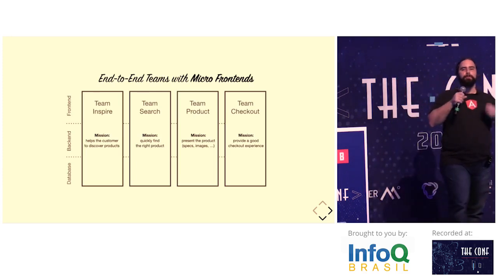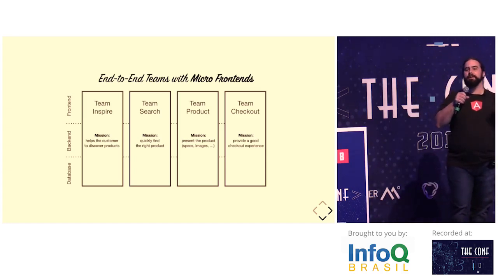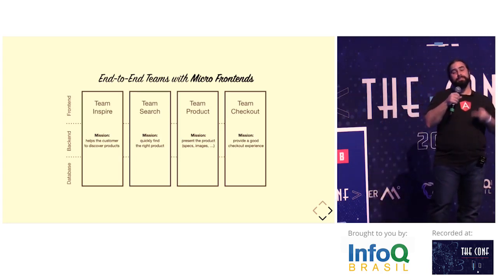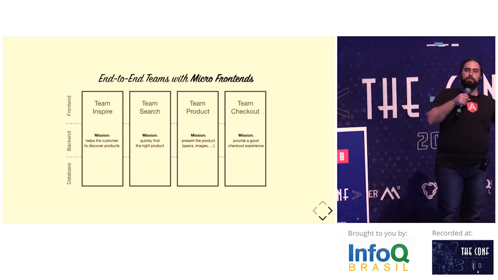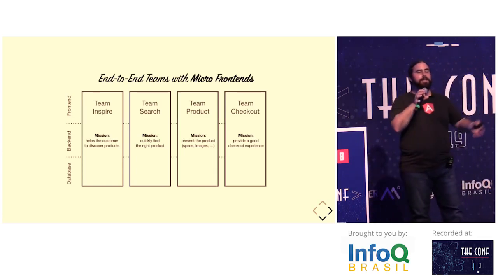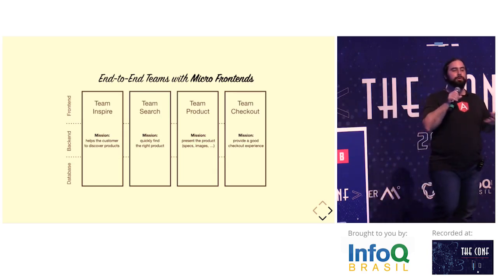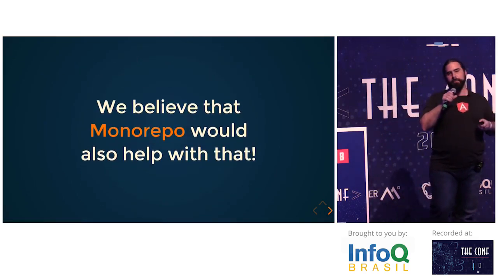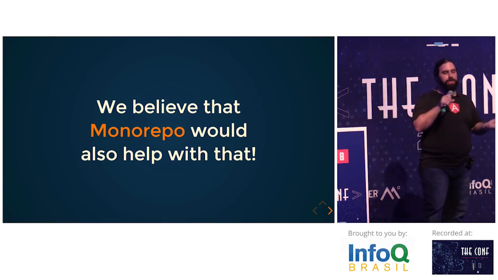But at this point, when people are talking about micro frontends and looking at this image, they normally are thinking about using all these micro frontends or microservices for the same channel, for the same app. And actually, at Unibanco we are talking a lot about omni-channel or multi-channel, or how we can use the same code for a lot of different places, channels, and different apps. And it becomes harder and harder to manage that. And we believe that MonoHap would help with that, using different micro frontends for different apps and channels.